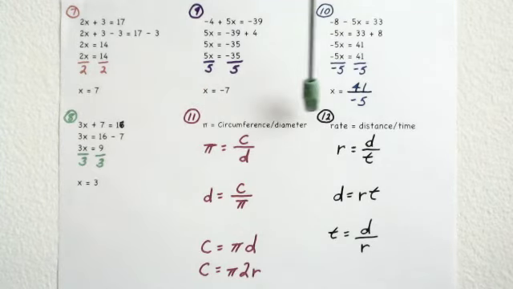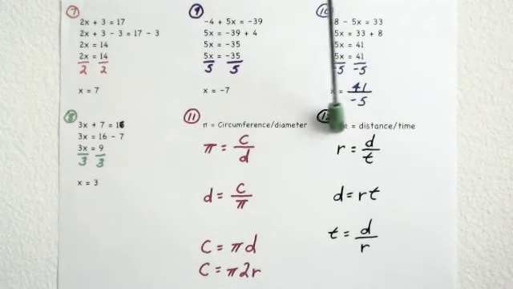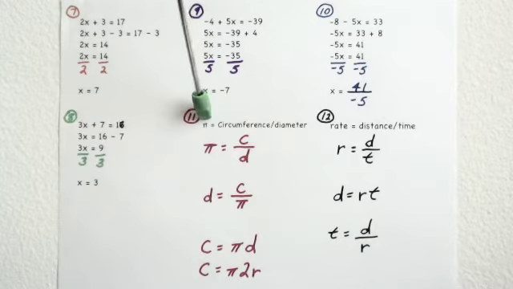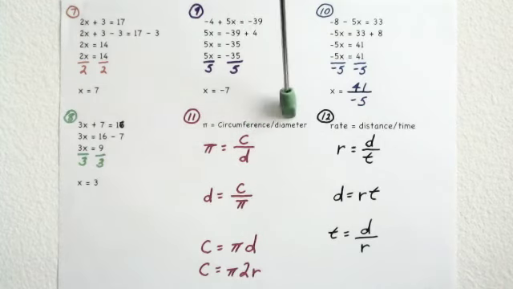I've added these last two examples because these are formulas often used in algebra and geometry. And I want to show you how to rewrite the equation to solve for whichever variable you're interested in. In number 11, the symbol, the number, pi equals circumference divided by diameter.